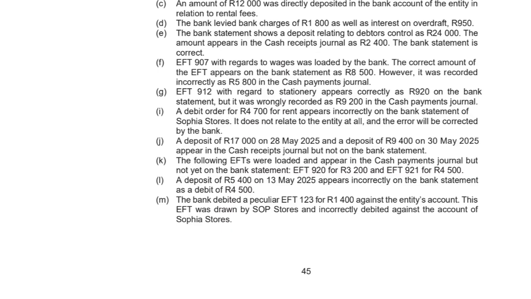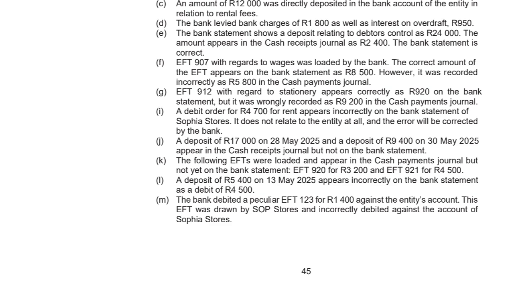I. A debit order for 4,700 rand for rent appears incorrectly on the bank statement of Sophia Stores. It does not relate to the entity at all, and the error will be corrected by the bank. J. A deposit of 17,000 rand on 28 May 2025 and a deposit of 9,400 rand on 30 May 2025 appear in the cash receipts journal but not on the bank statement. K. The following EFTs were loaded and appear in the cash payments journal but not yet on the bank statement, EFT 920 and EFT 921.